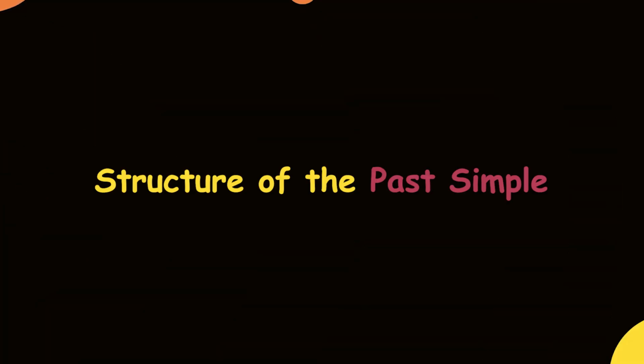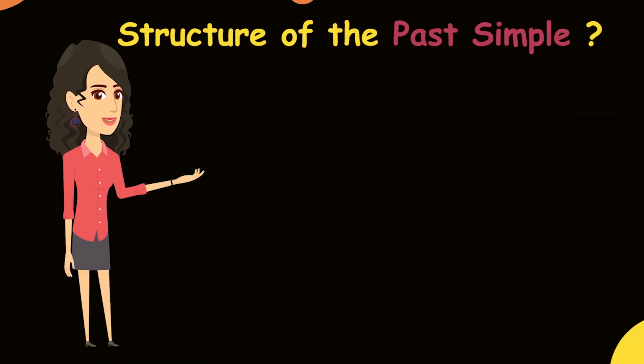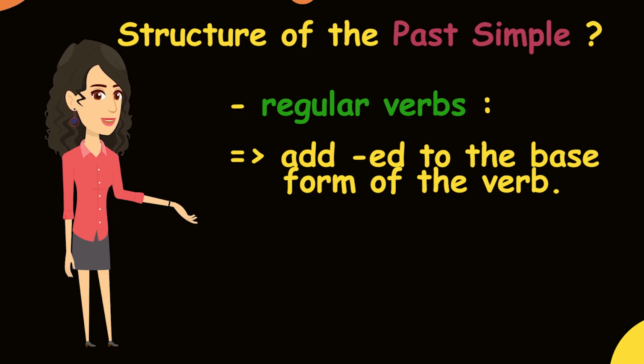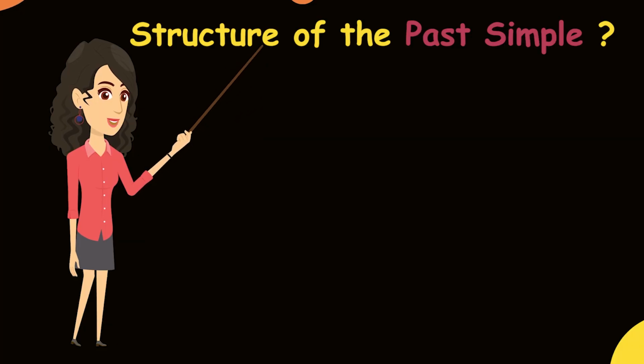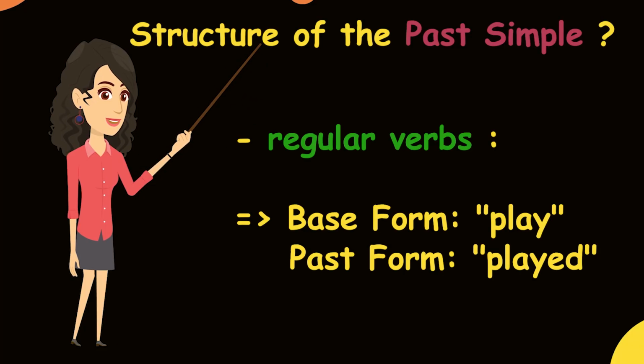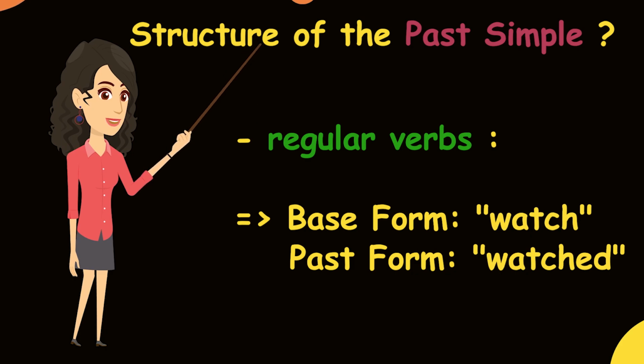Structure of the past simple. The structure of the past simple tense is straightforward. For regular verbs, we add -ed to the base form of the verb. For irregular verbs, we use the second form of the verb. Let me explain it in a better way. For regular verbs, if the base form is play, the past form is played. Another example: if the base form is watch, the past form is watched.